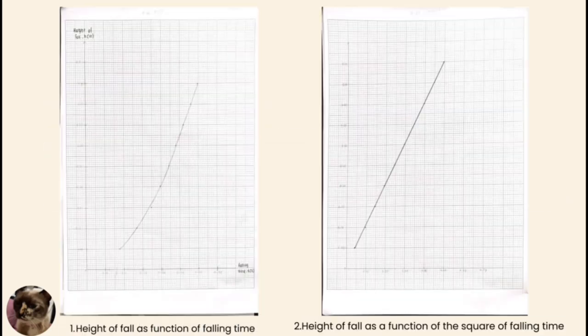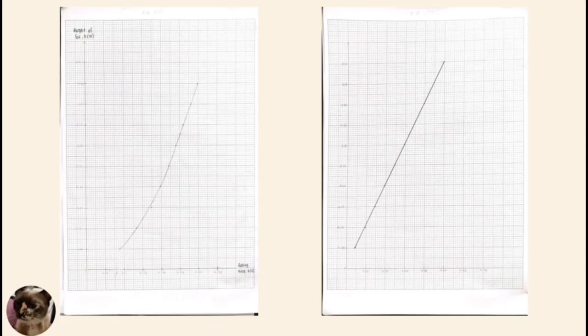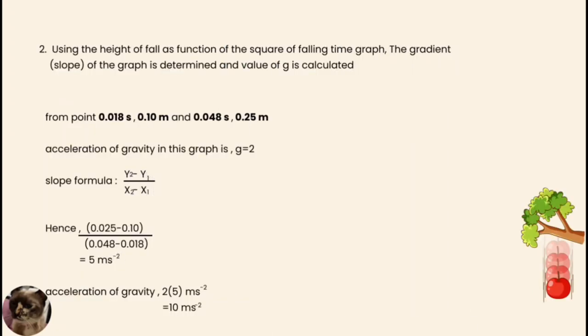These are the graphs that we have plotted. For the second analysis, using the height of fall as a function of the square of falling time graph, the gradient or slope of the graph is determined and the value of g is calculated. We use the slope formula, which is (y2 minus y1) over (x2 minus x1). Hence, we got 5 meter per second squared.